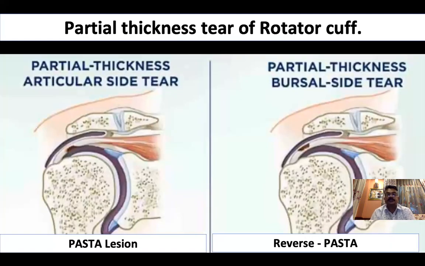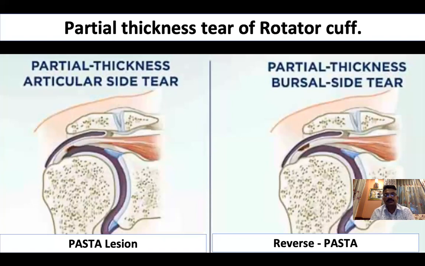What about partial thickness rotator cuff tear? So there are two types of partial thickness. One is the articular side, the other one is the bursal side. So both the sides, if it is a partial articular, it is called as a PASTA lesion.